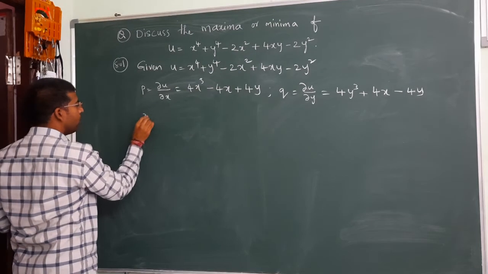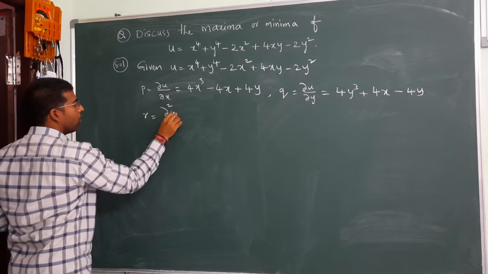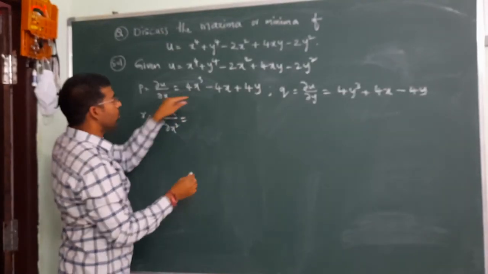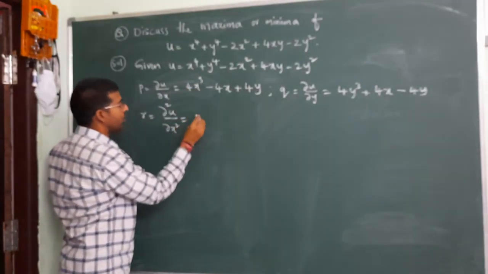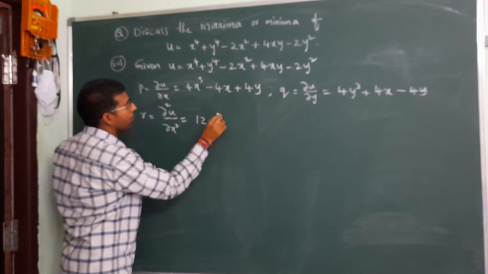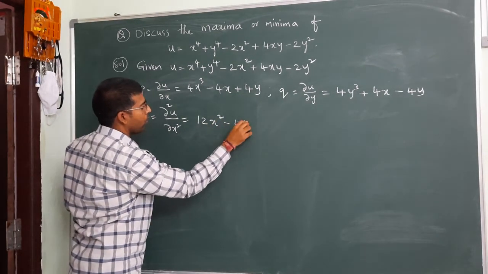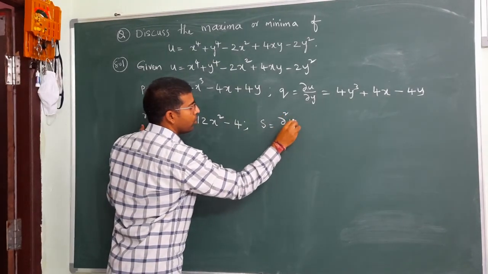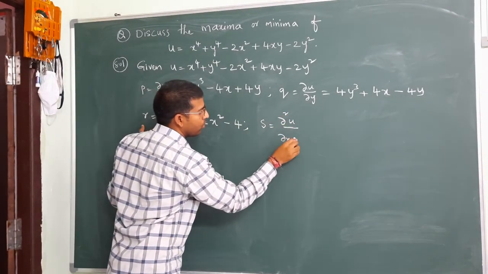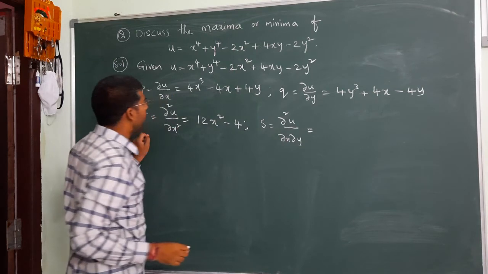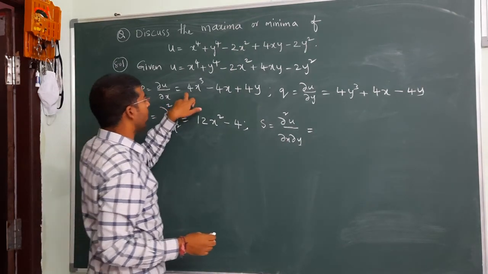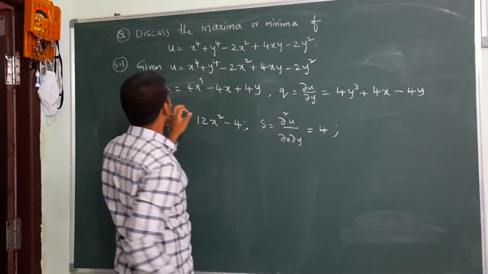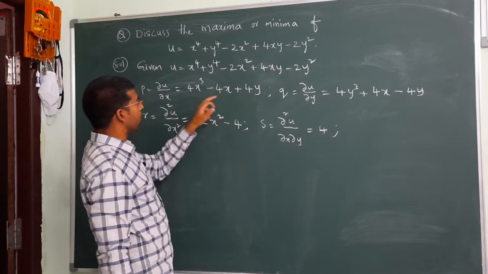Next R. What is R? Dou square u by dou x square. So once again partial differentiate with respect to x means 12x square minus 4. Okay, this is R. Next what about S? Dou square u by dou x dou y. So if I differentiate once again with respect to y, this one, you get what? 4. Okay, already with respect to x, now with respect to y.